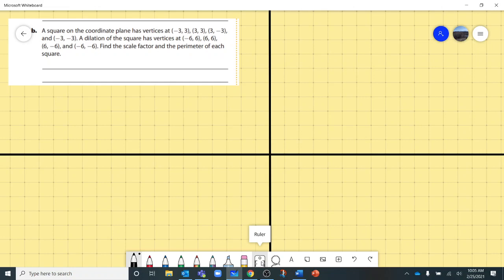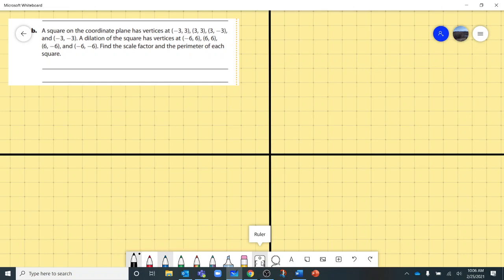Okay. A square on the coordinate plane has vertices at (-3, 3), (3, 3), (3, -3), and (-3, -3). A dilation of the square has vertices at (-6, 6), (6, 6), (6, -6), and (-6, -6). Find the scale factor and the perimeter of each square. Okay, so let's just go ahead and get started.